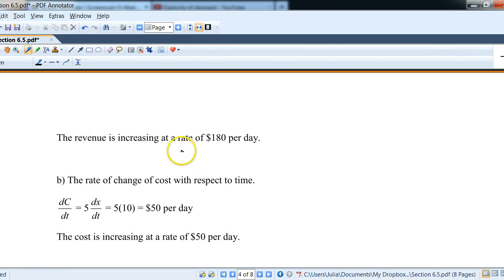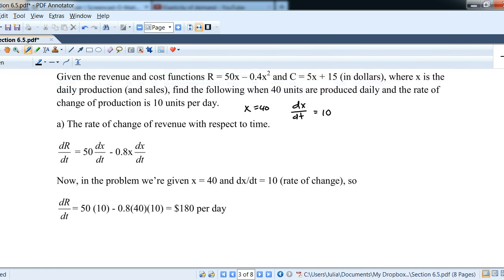Okay, this is the interpretation. The rate of change of cost with respect to time can be done very similarly. I think the cost was, let's recall what was the cost equation. It was 5x plus 15.